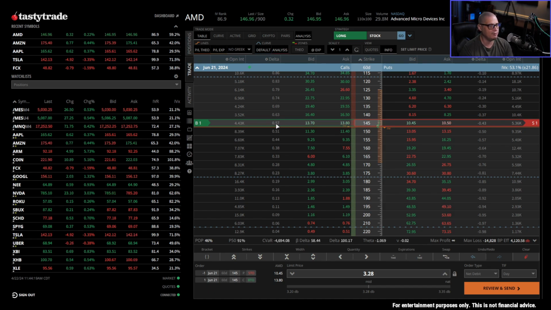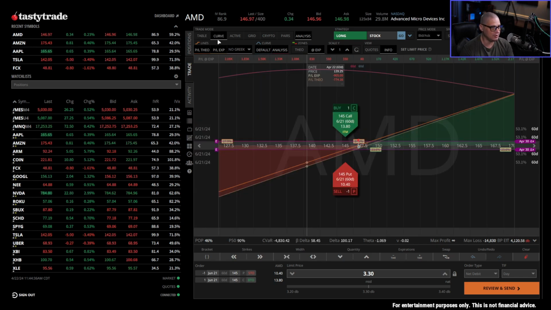Buying the call, I'm going to get 57 long deltas. Selling the put, I'm going to get 43 long deltas, positional deltas. 57 plus 43, what does that equal as far as our positional deltas? Well, look down here. Our positional deltas are 100.17. It's essentially 100 deltas. If I go to the curve and analysis, look at this. The risk profile is exactly the same as had I just purchased 100 shares of AMD.